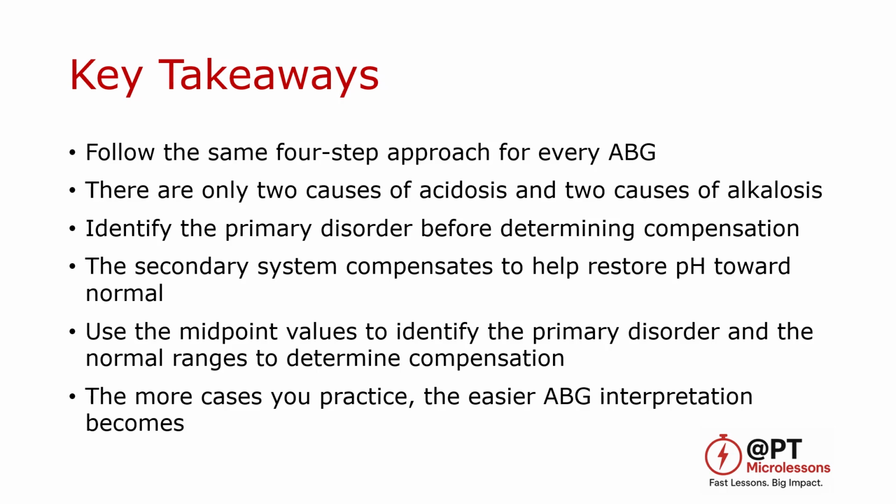Third, always identify the primary disorder before looking for compensation. Once you know the primary disorder, you automatically know which system should be compensating. Finally, use the midpoint values to identify the primary disorder, but use the normal ranges when determining whether compensation is absent, partial, or complete. With continued practice, you'll begin to recognize these patterns quickly and confidently.